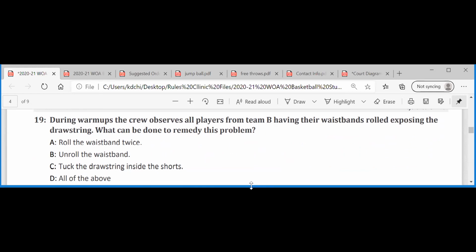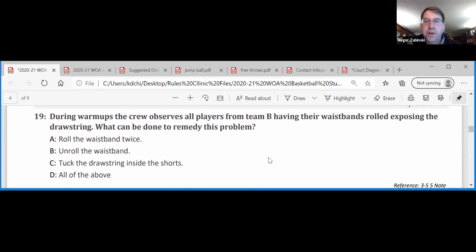During warm-ups, the crew observes all players from Team B having their waistbands rolled, exposing the drawstring. What can be done to remedy this problem? I said D, all of the above. Well, or at least C, they have to tuck it in. But I'm not sure about unrolling it. I wasn't sure about B. If you unroll your waistband, doesn't the drawstring stay inside? Pop out. Yeah, I agree with D. I also agree with you.